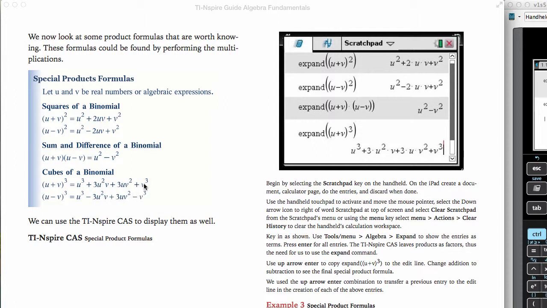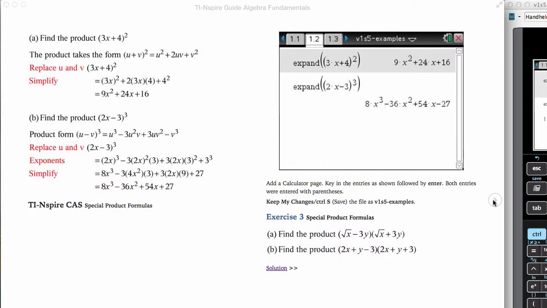Again, if we forget these, we can go over to our calculator. We can use the expand command, and it will give these formulas to us. Let's turn to the next page. So the next page has us work problems out using this technique.